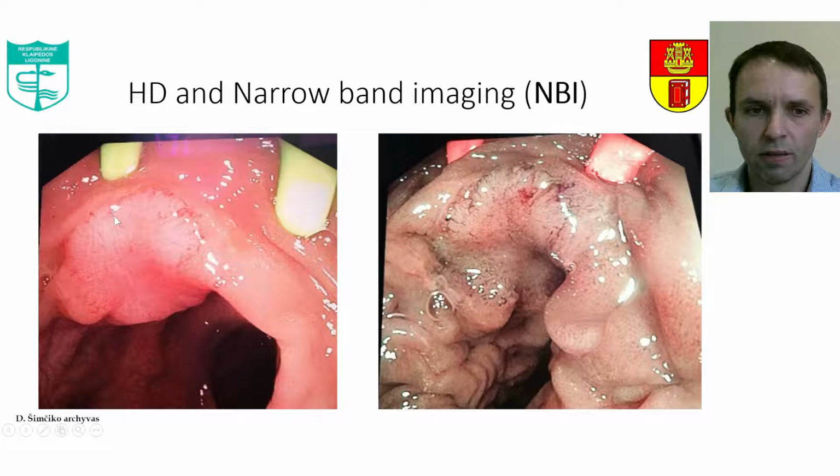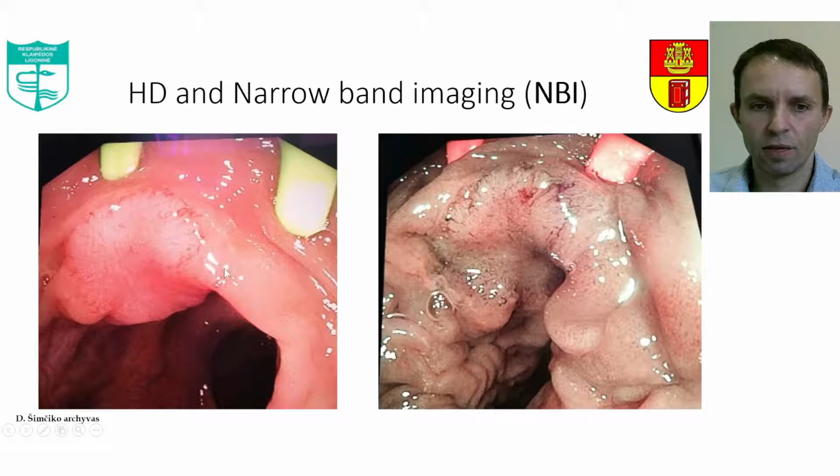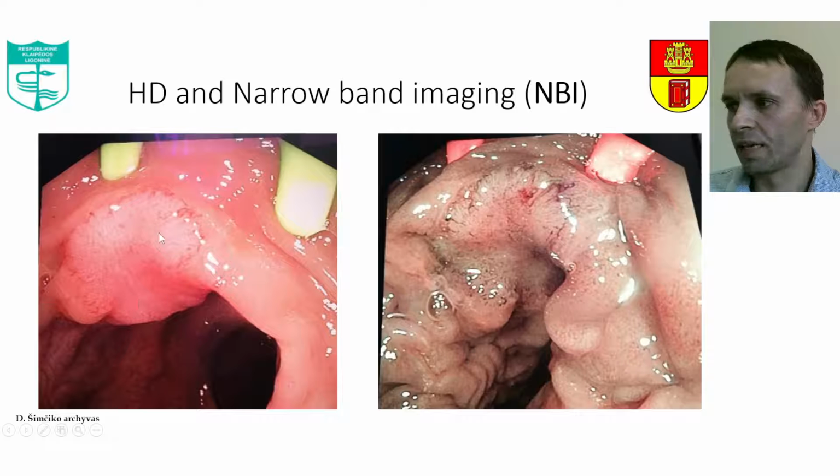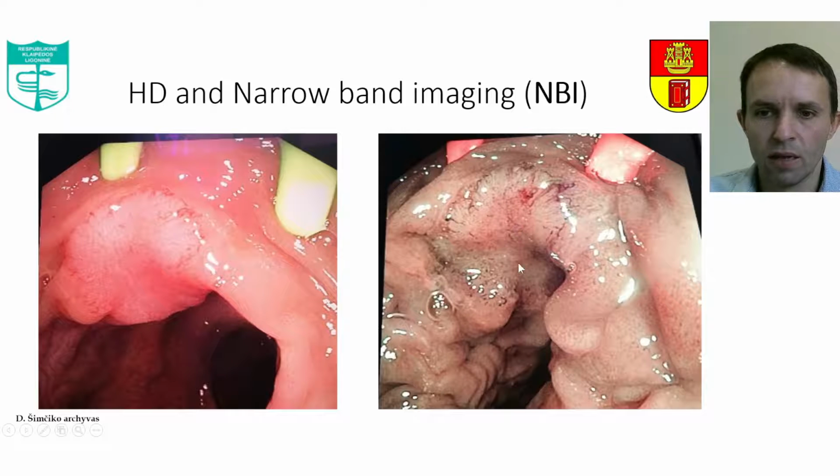Another example, on the left is a high definition picture, and on the right is an NBI image. This is a 1 centimeter early cancer, and this is a flat elevation with central depression. And in NBI, we see disrupted vessels, which is a sign of invasion.